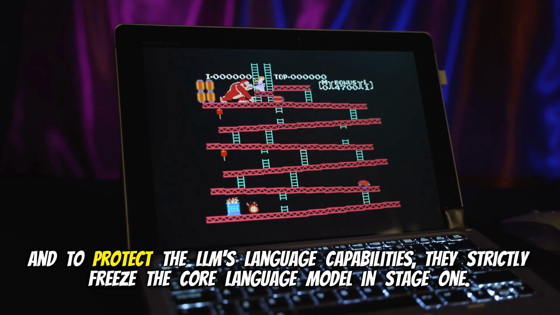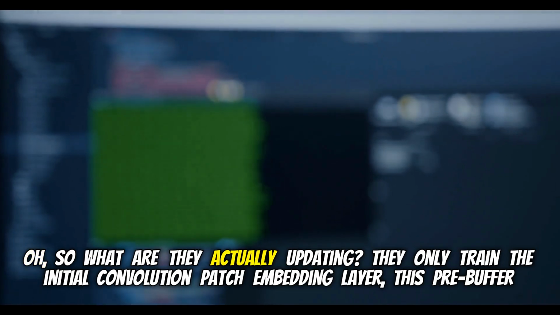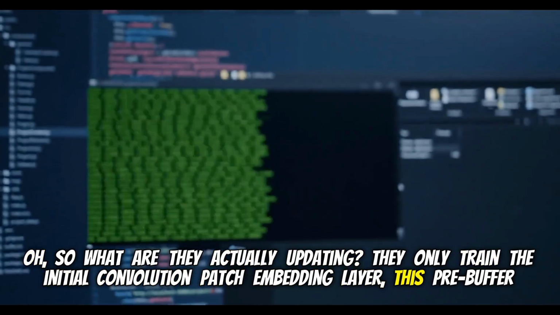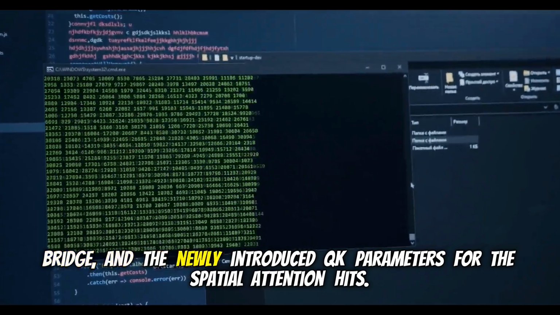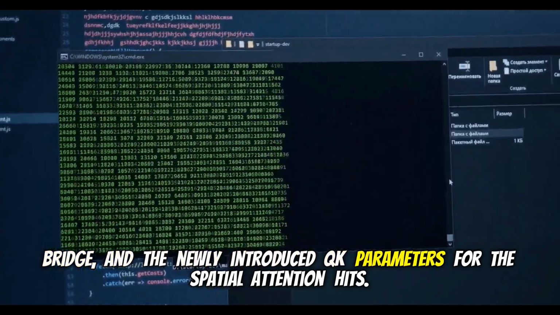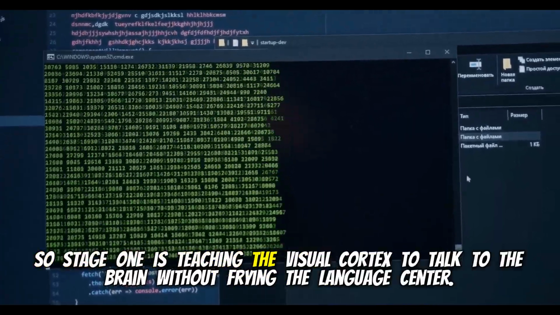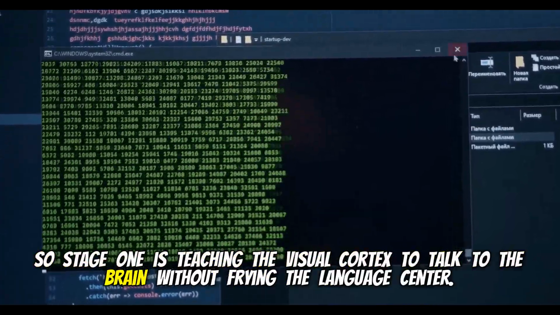Exactly. And to protect the LLM's language capabilities, they strictly freeze the core language model in stage 1. Oh, so what are they actually updating? They only train the initial convolution patch embedding layer, this pre-buffer bridge, and the newly introduced QK parameters for the spatial attention heads. Makes sense. So stage 1 is teaching the visual cortex to talk to the brain without frying the language center. That's a great way to put it.